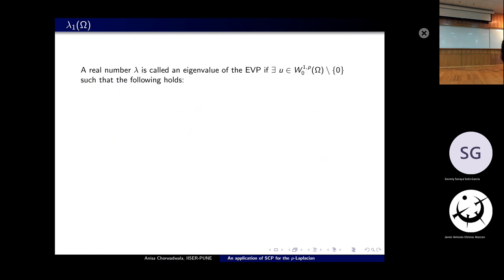So a real number lambda is called an eigenvalue of this eigenvalue problem, which we just saw, if it's a non-constant function belonging to the appropriate Sobolev space, such that the following integral equality holds for every test function W in the same Sobolev space. So this is what I will call lambda an eigenvalue for the boundary value problem that we just saw, if this equality holds for every W in W^{1,p}(Omega).